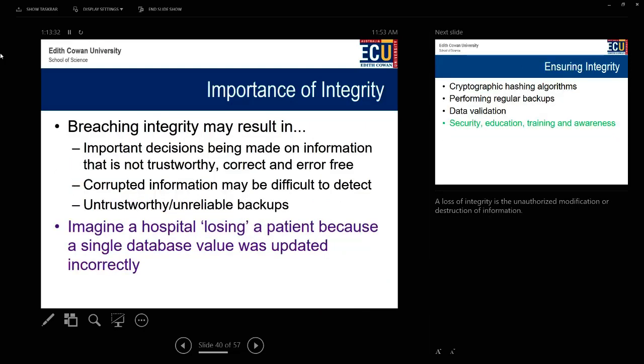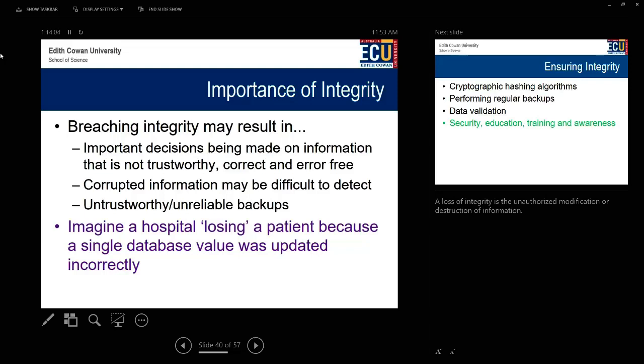Importance of integrity. A compromise or breach of integrity may result in important decisions being made on information that is not trustworthy, correct, and error-free. Corrupted information may be difficult to detect, and backups may be untrustworthy and unreliable. Just imagine if a hospital may lose a patient because a single database value was updated incorrectly. So that's the criticality of maintaining the integrity of data.